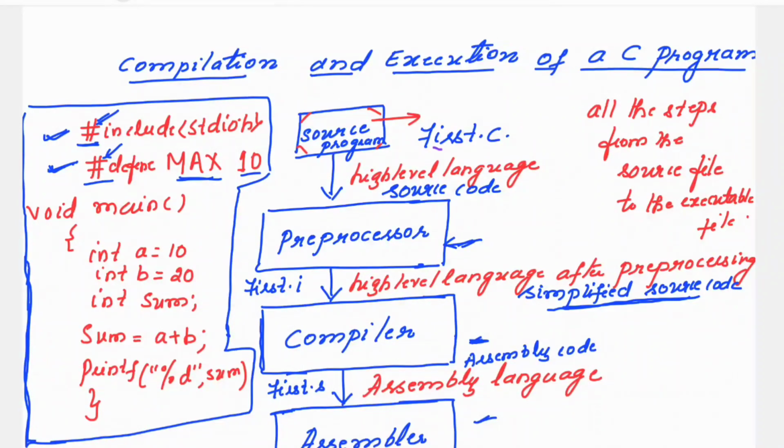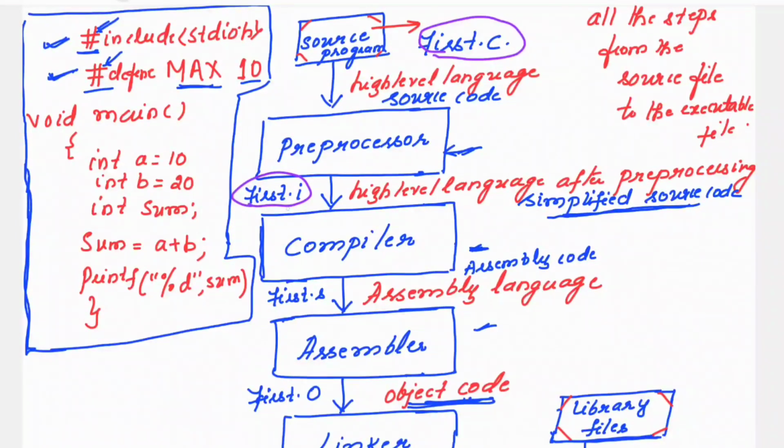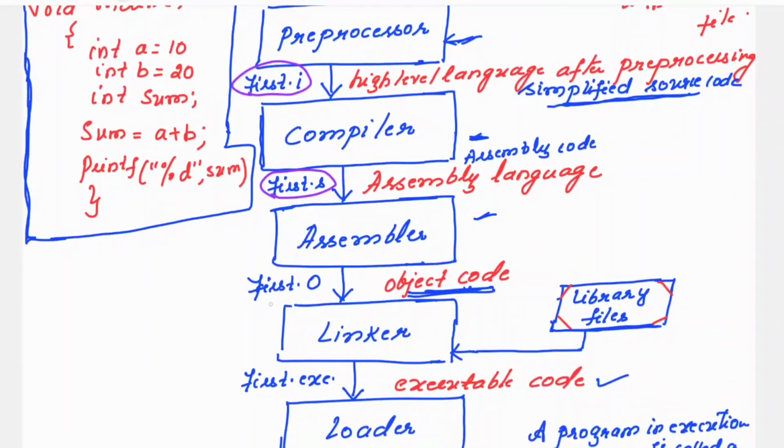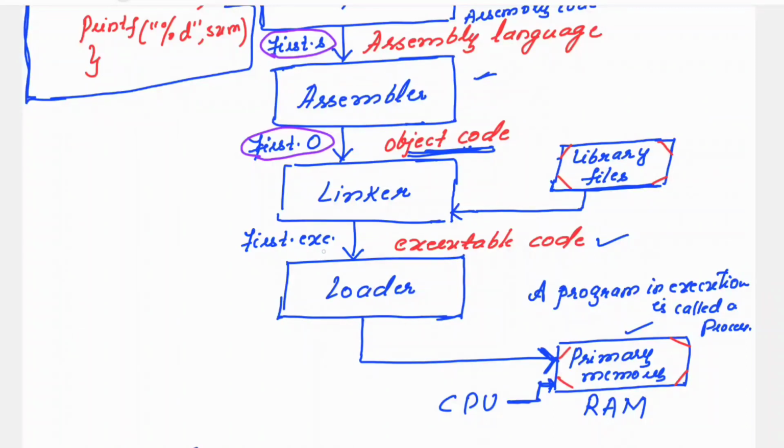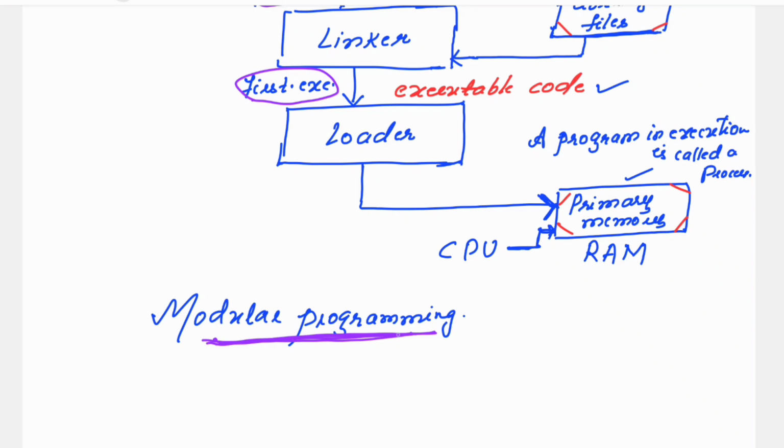I can tell you the different extensions here. You can see this is the first.c, then it becomes first.i, extension is .i, after it is given to the preprocessor. Then the extension becomes .s after it is given to the compiler, then the extension becomes .o after it is given to the assembler, then the extension becomes .exe after it is given to the linker. Here I have written one feature of C programming as modular programming.